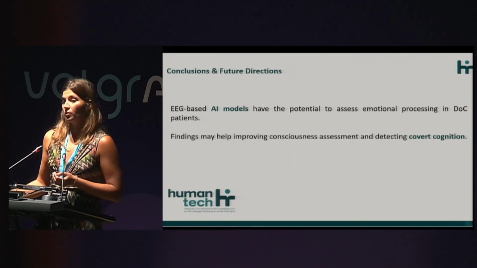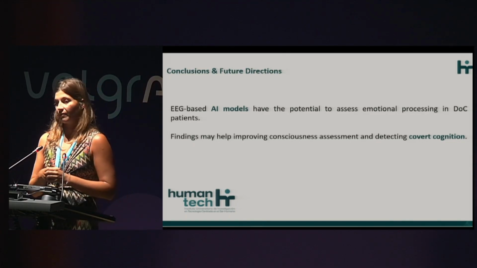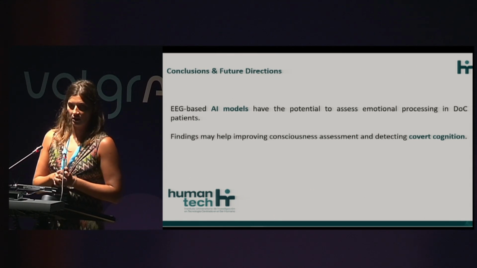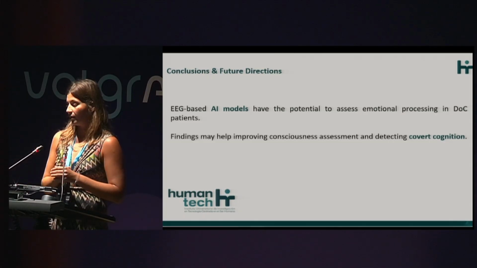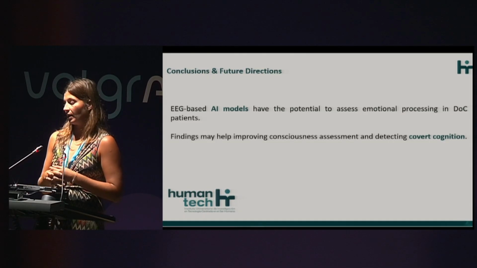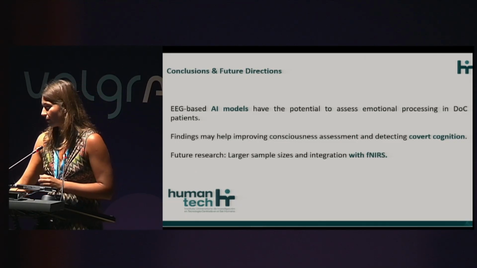To conclude, we built EEG-based artificial intelligence models that have the potential to assess emotional processing in patients with disorders of consciousness. And these findings might help improve consciousness assessment in clinics, and also detect covert cognition cases.